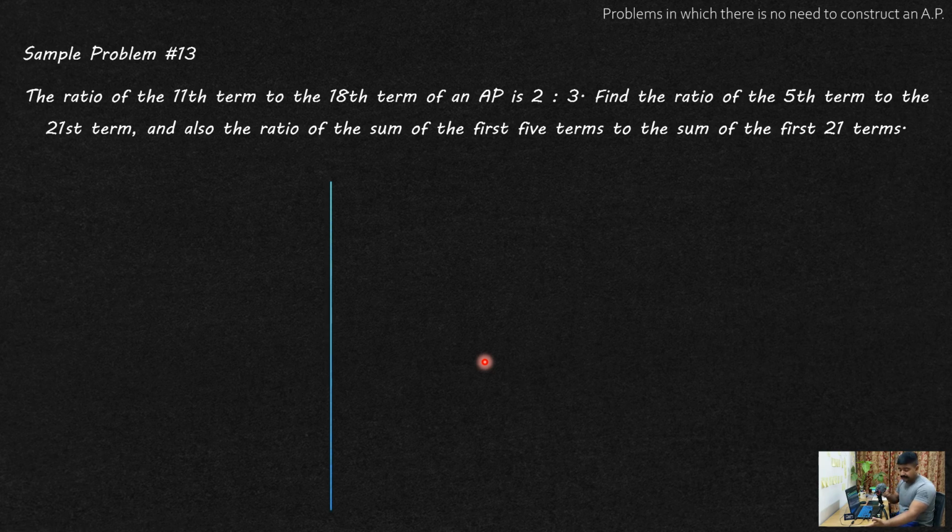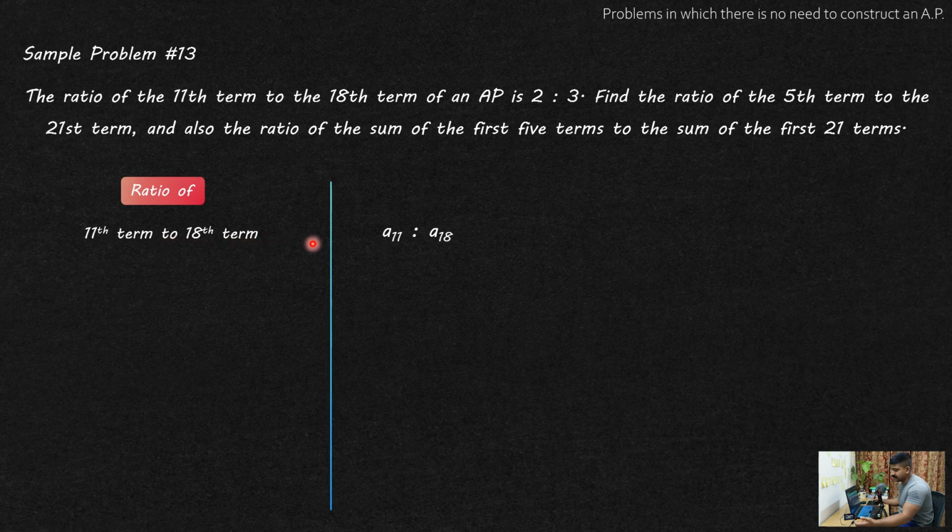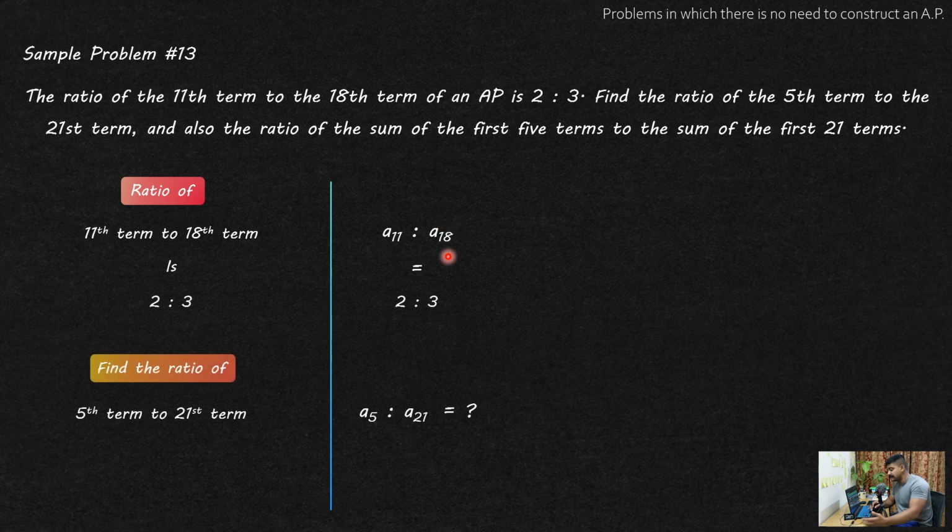Again, we'll draw a vertical line. Then after that, we'll start decoding the question. Ratio of 11th term to 18th term, that is A11 is to A18, is 2:3. Find the ratio of 5th term to 21st term, that is we need to find A5 is to A21, and the sum of first 5 terms to sum of first 21 terms, that is S5 is to S21.